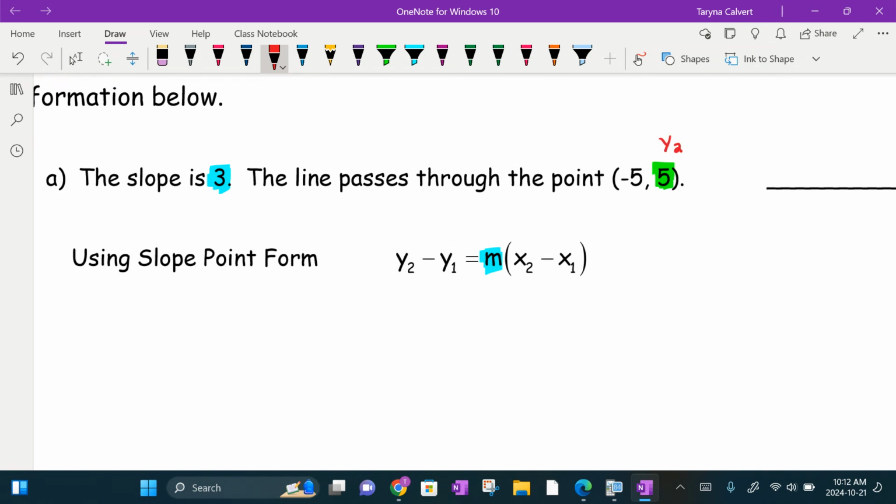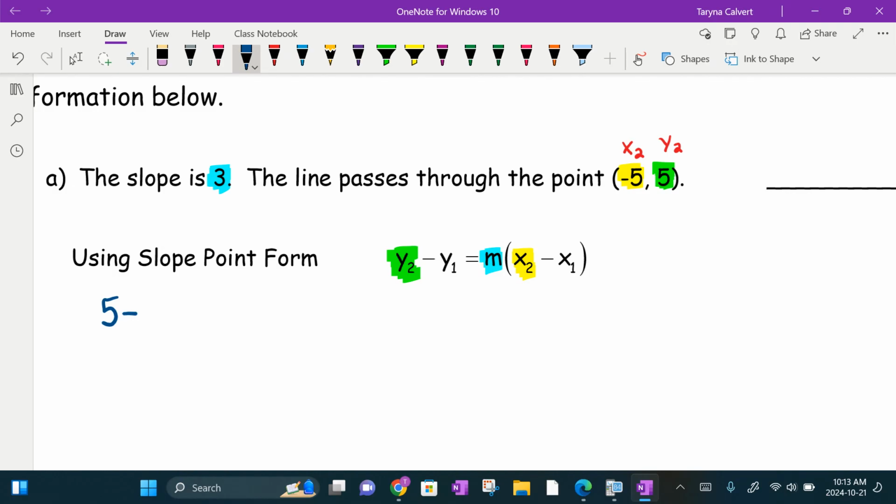Therefore, if that is y2, then -5 has to be x2. That's the only thing that matters: you have to be consistent. And again, if you chose to put it into the y1 and x1 position, same answer, doesn't matter as long as you're consistent. So away we go. Then we're going to get 5 minus, can I get rid of the y1 now?